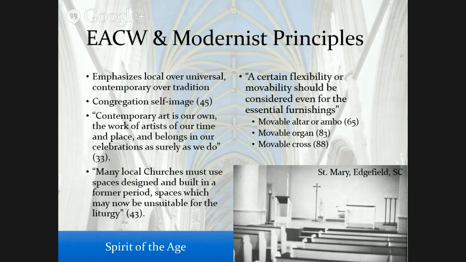Another interesting thing is that the space needs to incorporate a certain flexibility in it, an ability to move things around, which seems really odd to me. So even the essential furnishings, a movable altar and ambo, those should be able to be moved around. A movable organ. I'm like, why would you ever need to move an organ? But it's what it recommends. You should move an organ around. Movable cross.